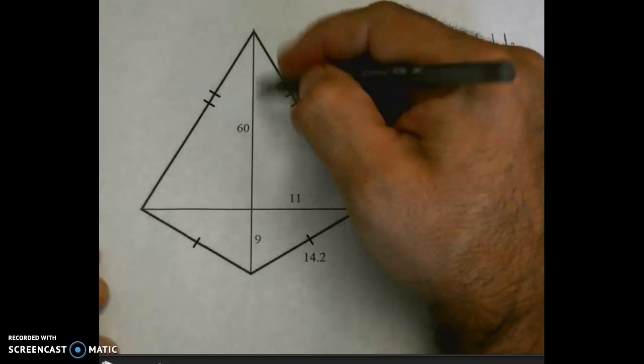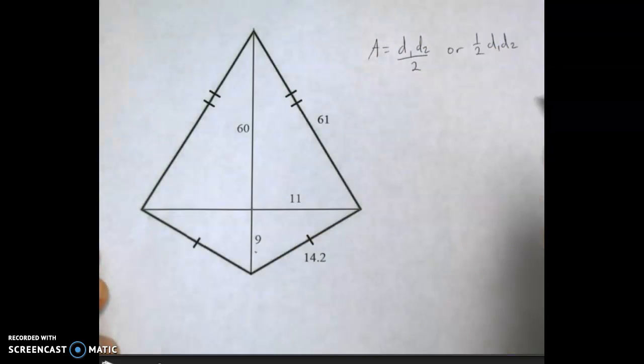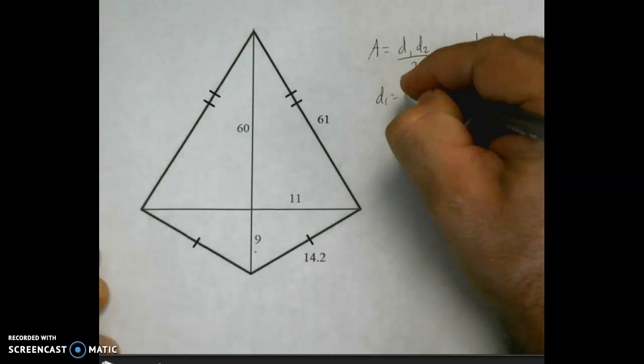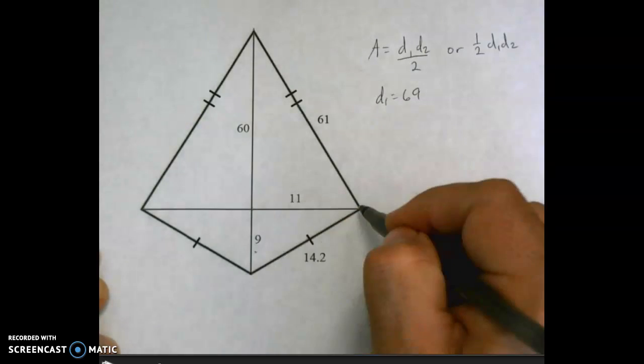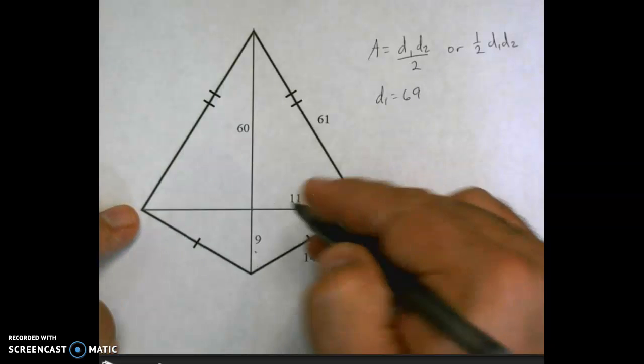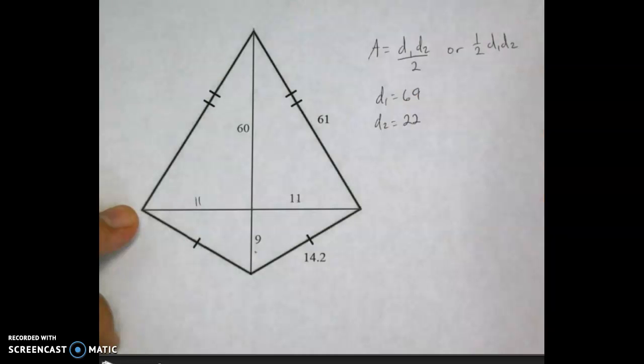So this is my first diagonal. This first segment is 60, the second segment is 9. So my d1 would be 69. Okay? On this one, my second diagonal is here. This is 11, this is also 11, so my second diagonal would be 22.